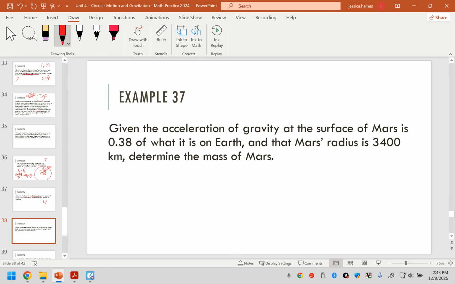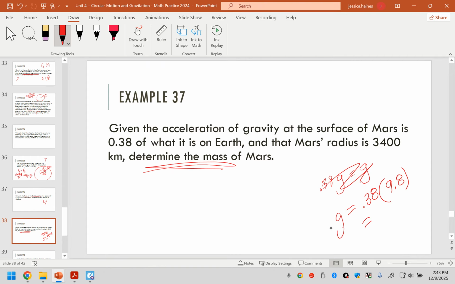Given that the acceleration of gravity at the surface of Mars is 0.38 of what it is on Earth, little g is 0.38 times what it is on Earth, 9.8. So that's the acceleration due to gravity. Determine the mass of Mars and the radius.